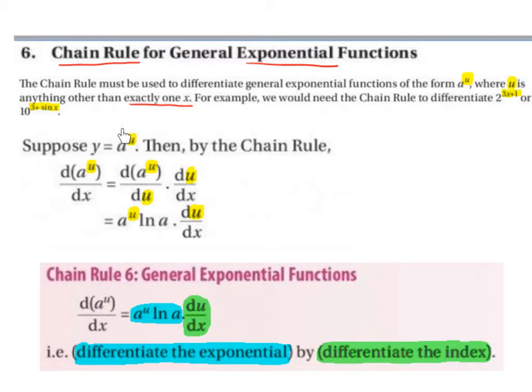Suppose y is equal to a to the power u, then by the chain rule, d of a to the power u dx is equal to d of a to the power u du multiplied by du dx, which gives us a to the power u natural log a times du dx. So chain rule for general exponential functions: d of a to the power u dx equals a to the power u natural log a times du dx. So basically, differentiate the exponential and multiply it by the derivative of the index. So differentiate the outside and multiply it by the derivative of the inside.